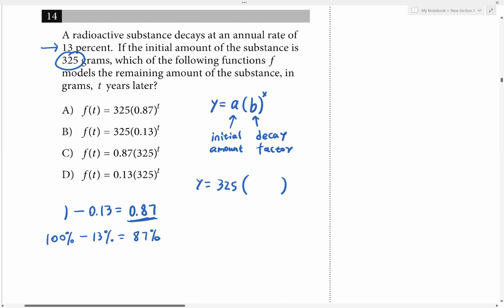So if we have a percent increase, we add to 1. For a percent decrease like this one, we subtract from 1. And that will be the number that goes inside the parentheses, which is 0.87. Our exponent here will be t, which represents the number of years. For most exponential models, the exponent is a measure of time, whether years, days, hours, or minutes. So our best answer here will be A for number 14.